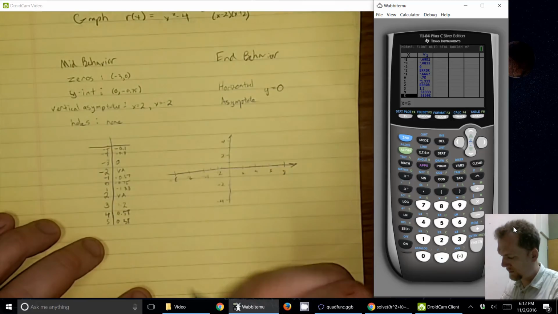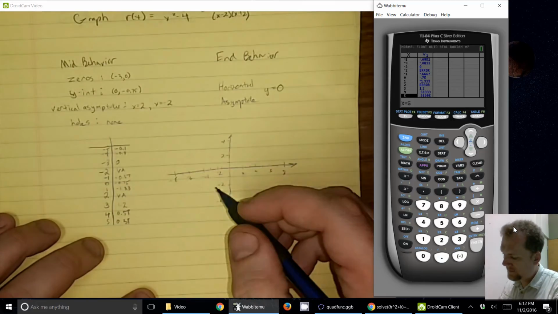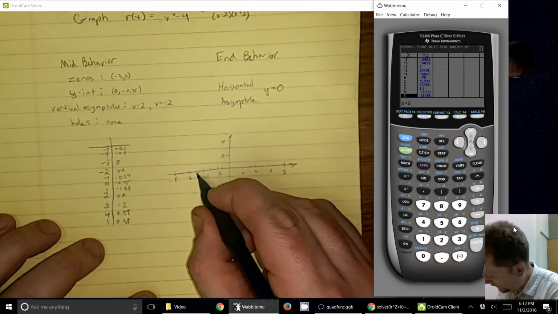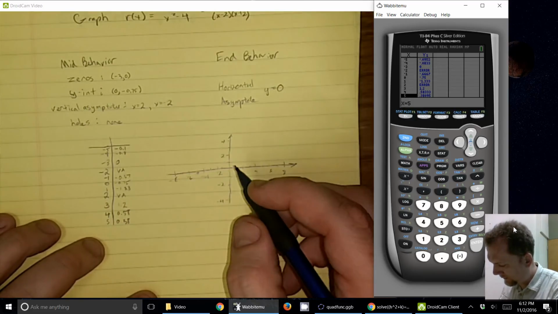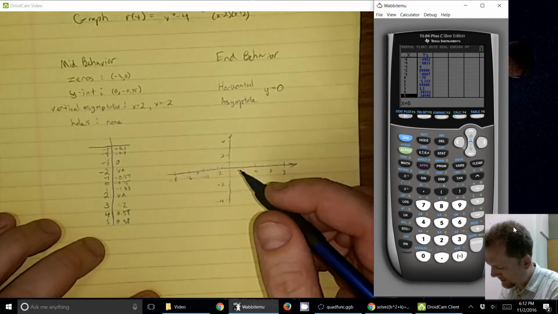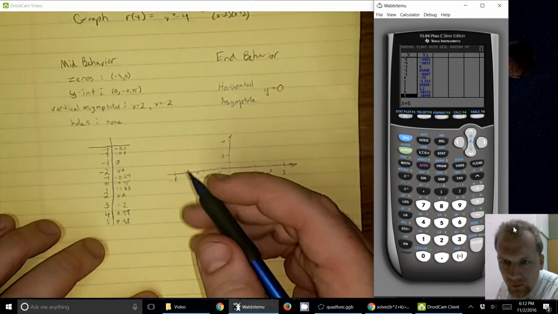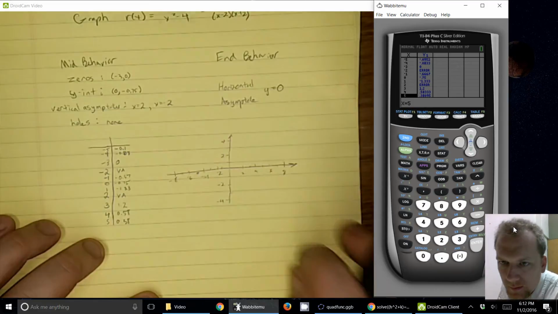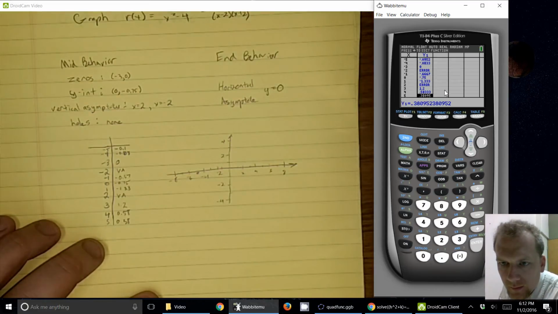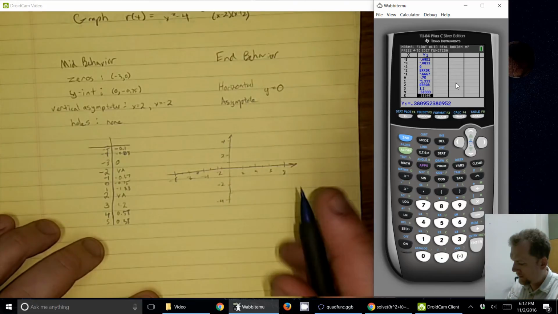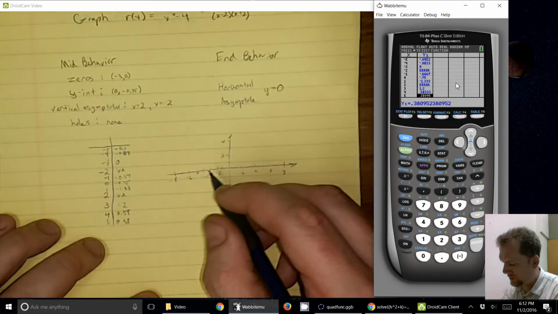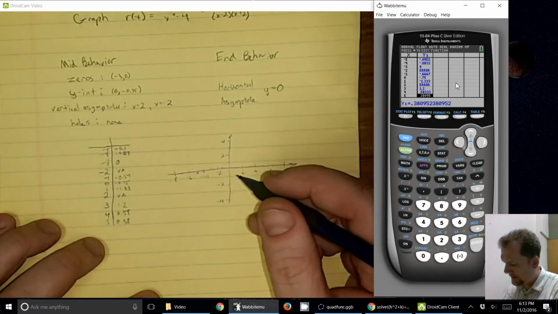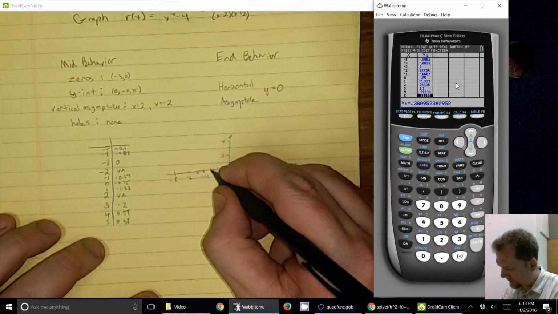So let's start plotting. -5, -0.1. That's very close to the x-axis. -4, -0.08. Is that really what it was? It was -0.08, right? Yeah. So it's even closer to the x-axis there, but not much. And then at -3 we had a 0.